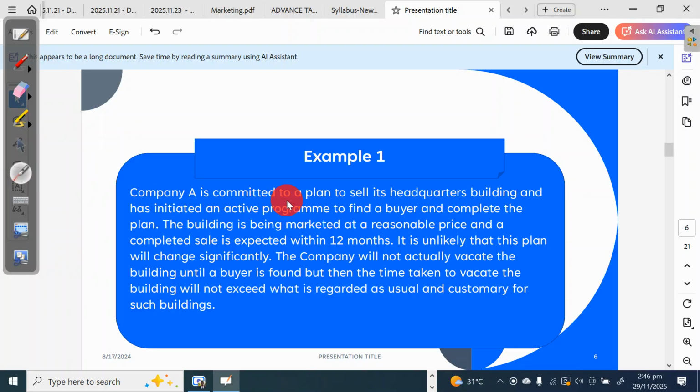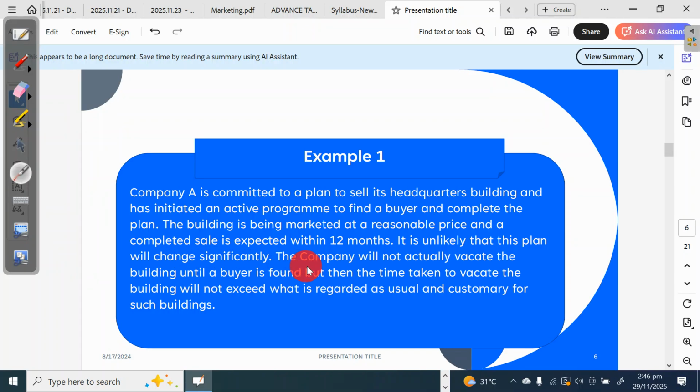Company A is committed to a plan to sell its headquarters building and has initiated an active program to find a buyer and complete the plan. The building is being marketed at a reasonable price. So that's one condition here, reasonable price. And a completed sale is expected within 12 months. Another condition here. It is unlikely that this plan will change significantly.